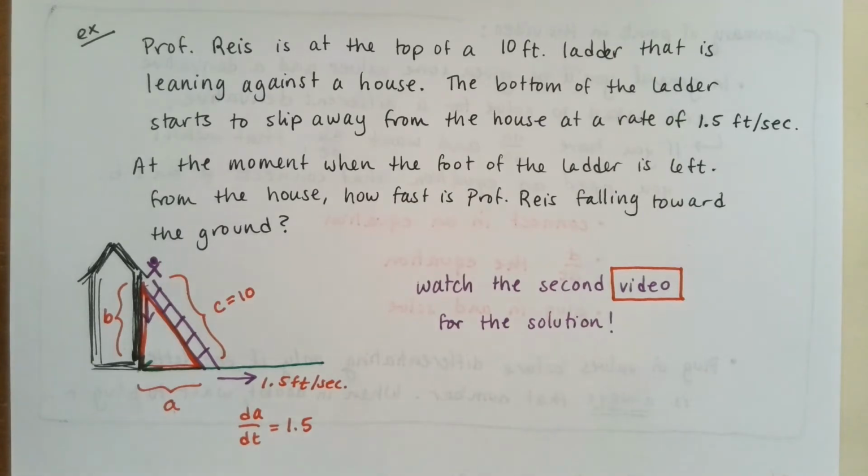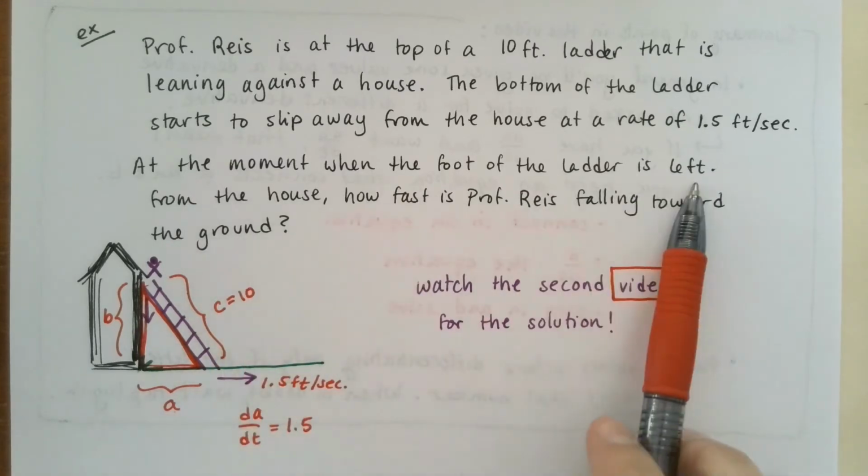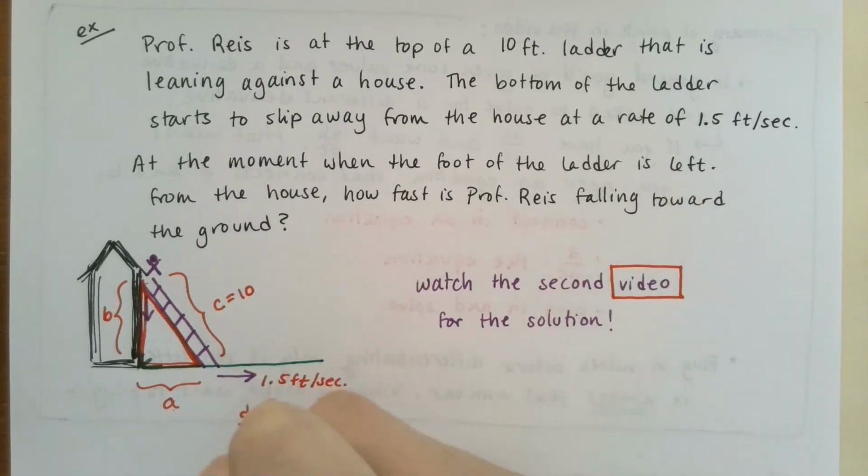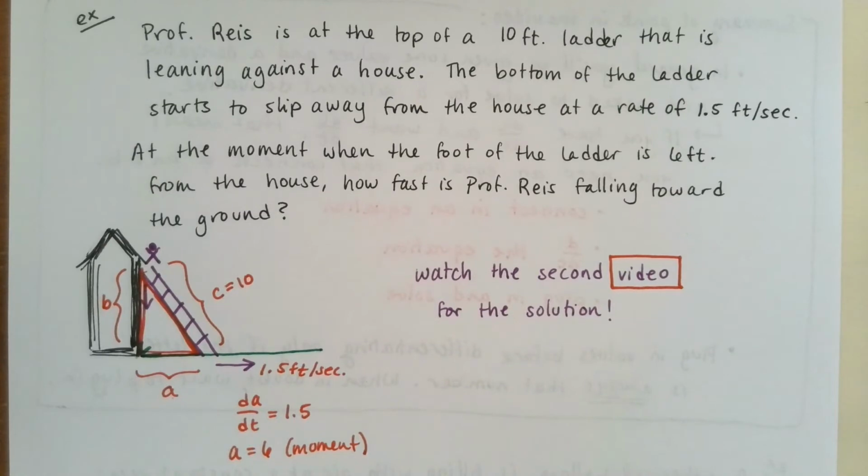Okay, so at the moment when the foot of the ladder is 6 feet, I'm going to say A is 6, but only just at that second, right? That's like your snapshot value. So this is not something we want to plug in too soon. How fast is Professor Reese falling towards the ground?